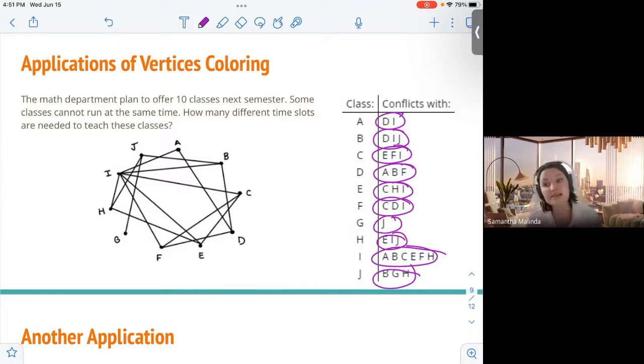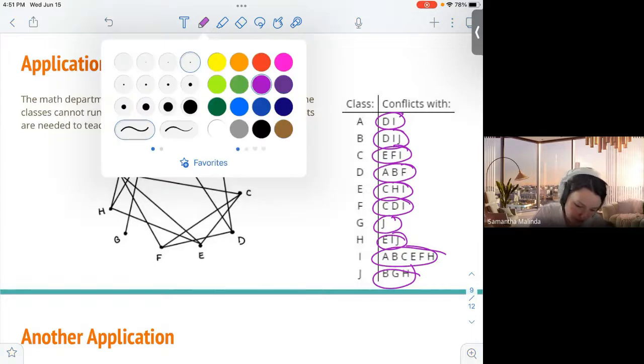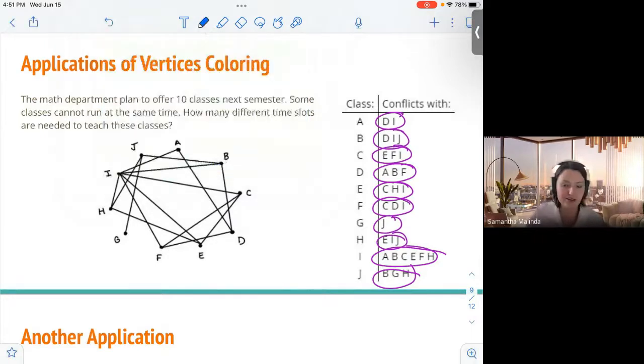So, B does not have a conflict with A. So you could actually have A and B at the same time. So that's what you have to look at with applications. So let's start with, again, you can start with any vertex you want. I'm going to start with A because, hey, I talked about it. So A is connected to I and D.